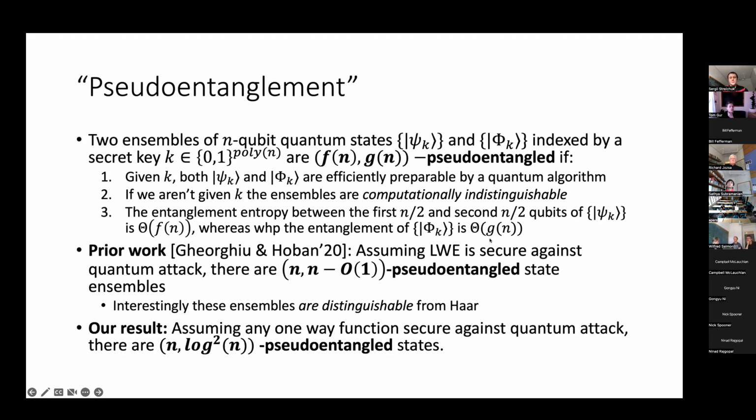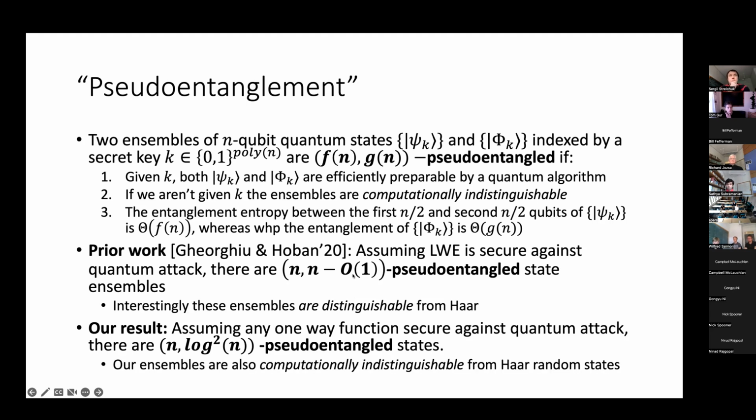And so we can think of our result as strengthening this main result, where we're weakening the assumption. We're saying not only can we get this from LWE being secure, but assuming any one-way function is secure against quantum attack, then there are n and log squared n pseudo-entangled states. So our gap is much bigger. And as a bonus, we also get computational indistinguishability from Haar-random, whereas this was not the case in the previous work.